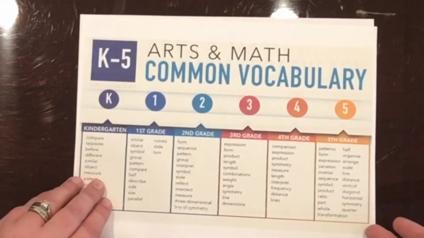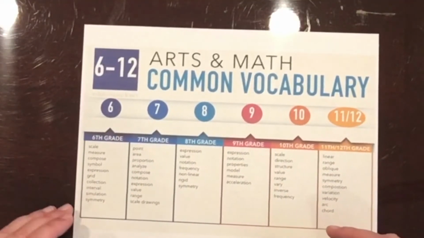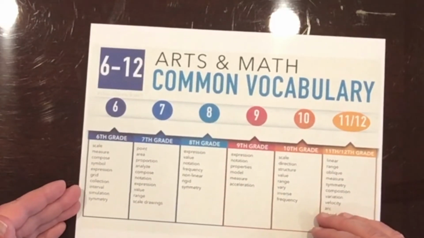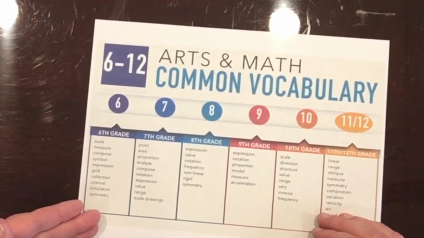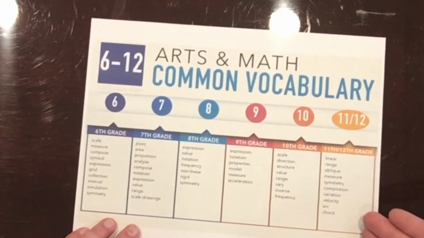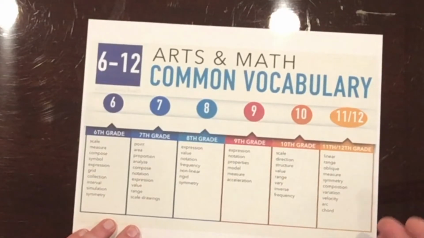Now, we also have a common vocabulary list for grades 6 through 12. So all of you middle and high school people out there who are concerned that maybe we're just talking about elementary, we're not. So these things like scale, compose, expression, grid, things that we would discuss in 6th grade math classes, definitely things that we could also still discuss and look at in arts classes. Same way with grades 11 and 12, linear, range, oblique, measure, symmetry, composition, variation.